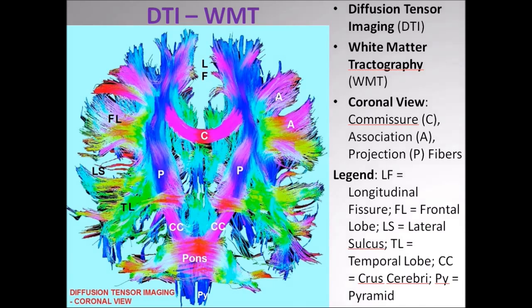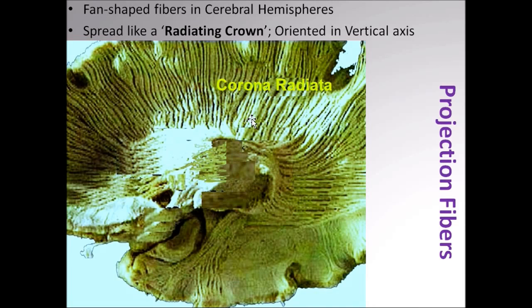Let's take a look at another example of a projection fiber. This is a dissection of a brain, and we can see this radiating fan-shaped structure here. This is a projection fiber which has been given a specific name called the corona radiata, radiating like a crown. So this is a projection fiber.